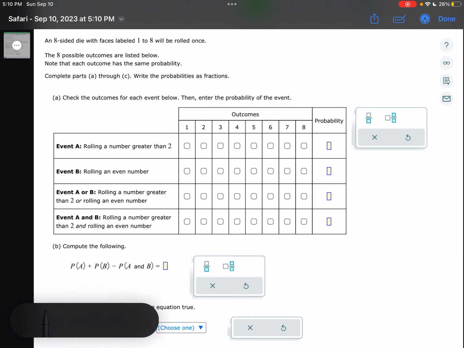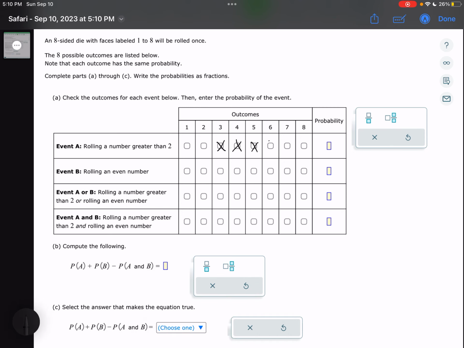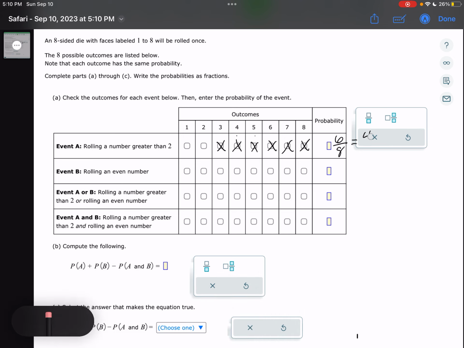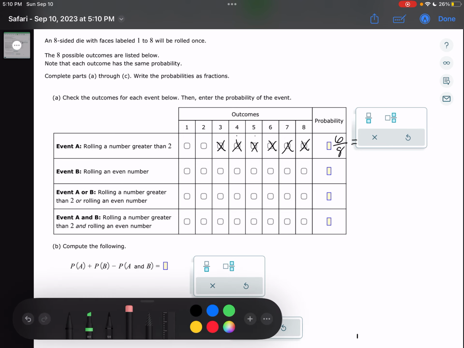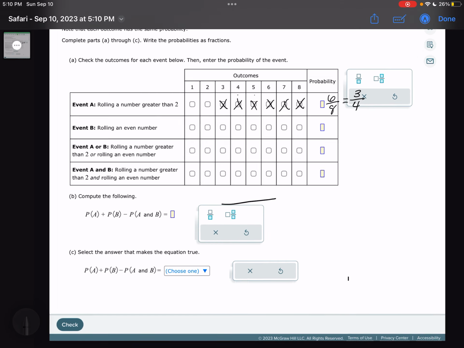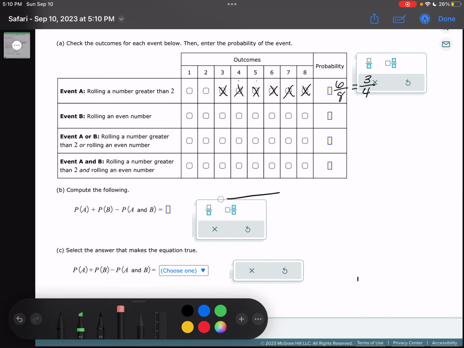So rolling a number greater than 2: 3, 4, 5, 6, 7, and 8. So I checked 1, 2, 3, 4, 5, 6 out of my 8 options. Simplify that down to 3 out of 4. I put that 4 in the wrong spot, so that would simplify to 3 over 4. Oops, not what I wanted to do. Get rid of that line.